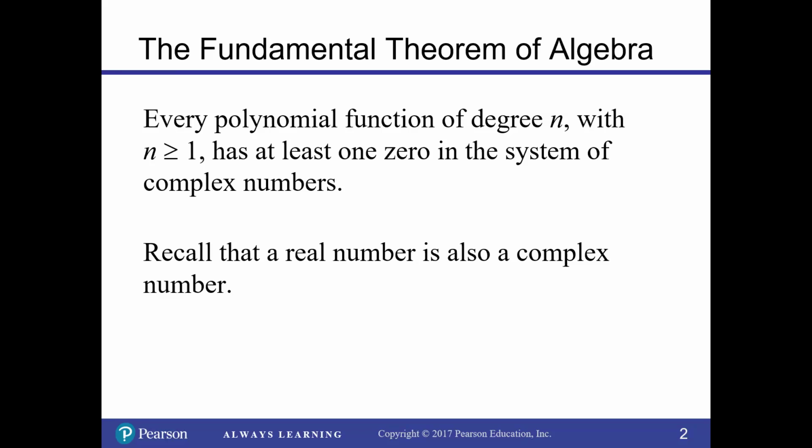This says that every polynomial function of degree n, with n greater than or equal to 1, has at least one zero in the system of complex numbers. Recall that a real number is also a complex number. So here is a little reminder about how your numbers work.